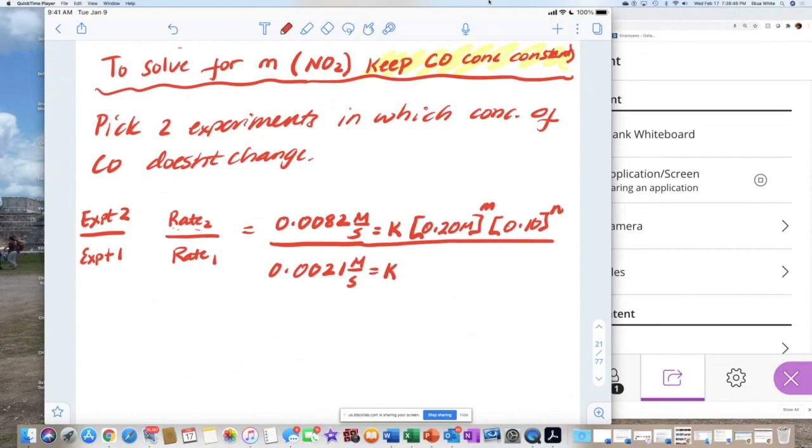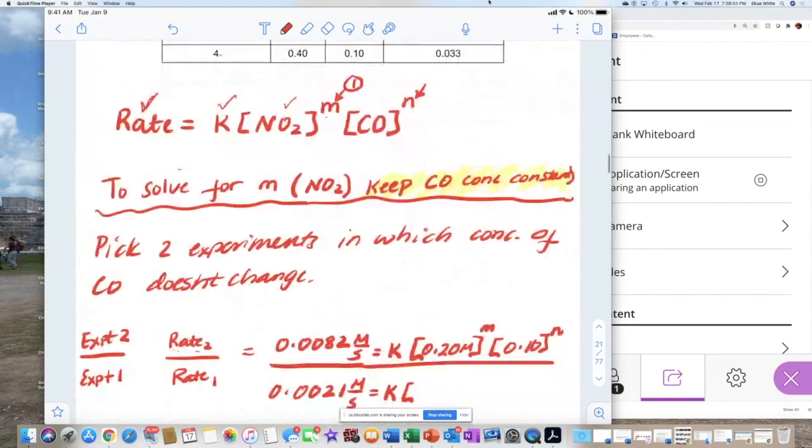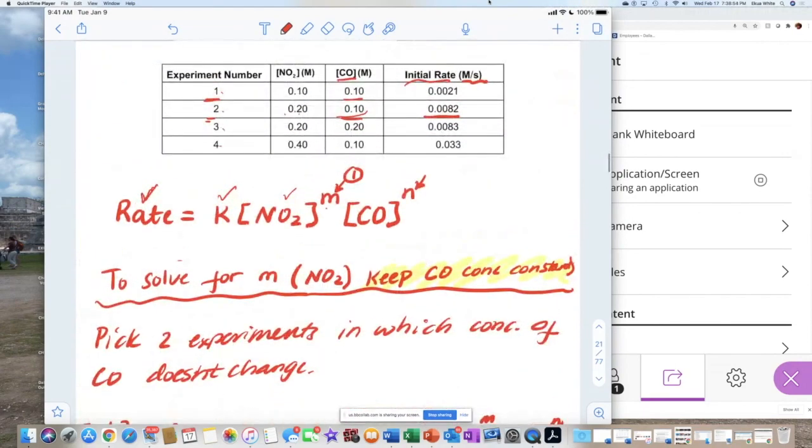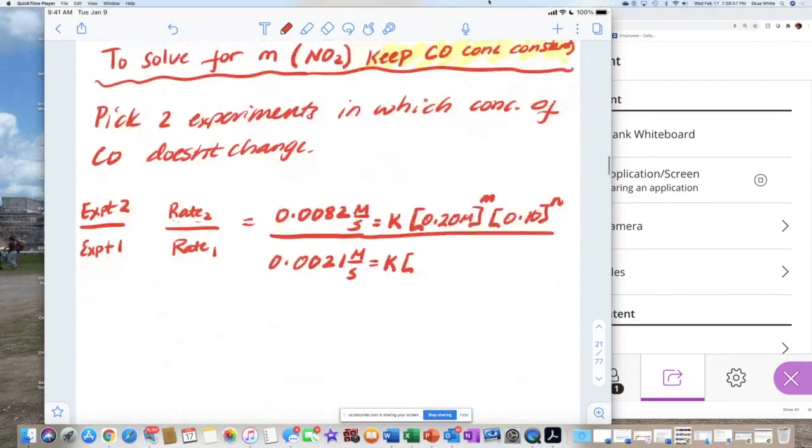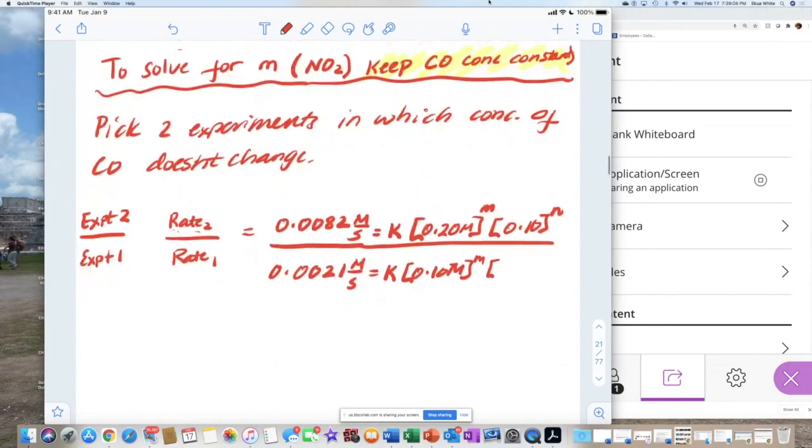So essentially, I'm writing the rate law for experiment 2 over the rate law for experiment 1, just in case you're wondering. For experiment 1, my NO2 concentration is what? 0.10 molar raised to the power m. For CO, we kept CO constant, so it's going to be the same number, 0.10 raised to the power n. Okay, so we take rate law 2 over rate law 1.